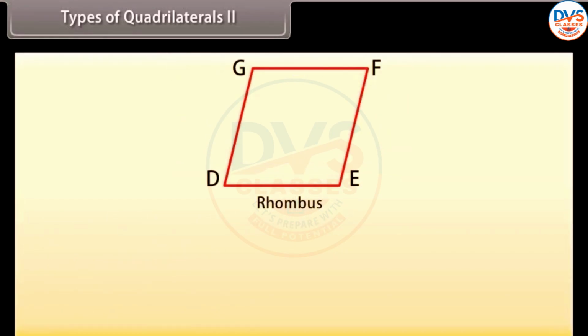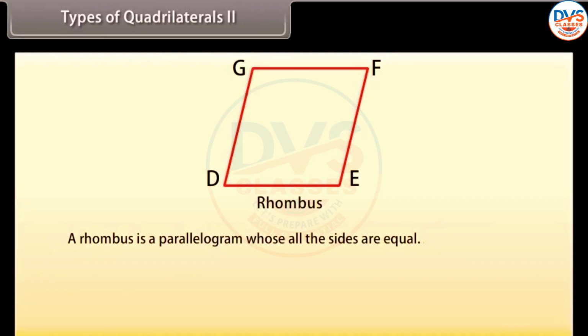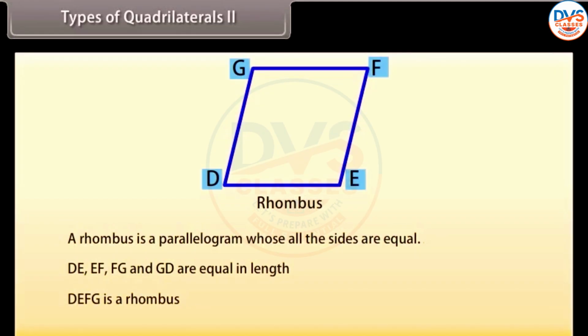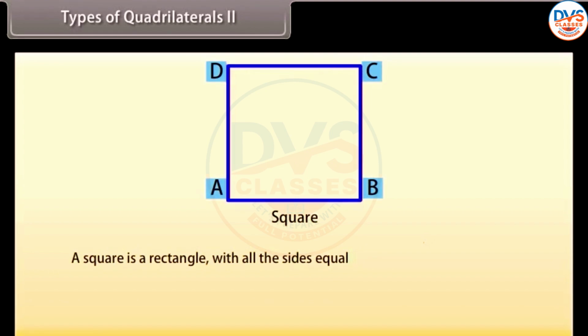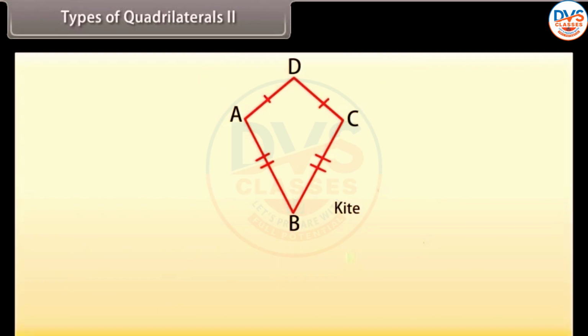Next is rhombus. A rhombus is a parallelogram whose all the sides are equal. Here lines DE, EF, FG and GD are equal in length. So DEFG is a rhombus. Look at this figure now. This is a square. A square is a rectangle with all the sides equal. ABCD is a square. The last one is kite.